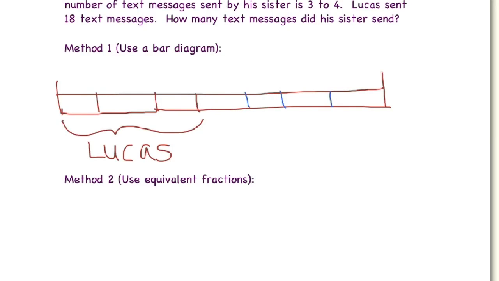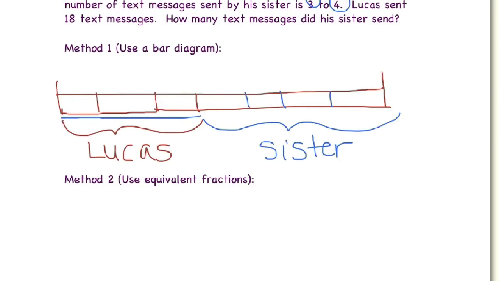Okay, now again, my drawing is not perfect. Each of these sections is supposed to be equal. Okay, so this right here, those are 4 sections, and this is for his sister. And again, the reason we did this is because the ratio given in our problem said the text messages sent by Lucas compared to his sister was 3 to 4. So Lucas is going to need 3 sections, which are these 3 right here, and his sister is going to need 4 sections, which is this part right here.